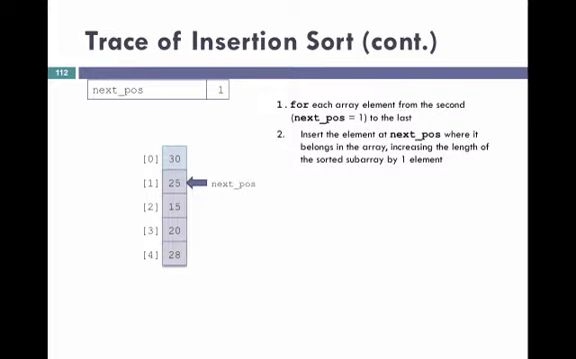And then our next position is at 1, and we exchange so that 25 and 30 are in their proper order. Next, we'll consider the 15. We place it in its proper location so that the first 3 items are sorted. We continue with the 20. 20 should go between 15 and 25. And finally, we take 28, and that should go between 25 and 30. So that's logically what happens so that we can sort an array using insertion sort.